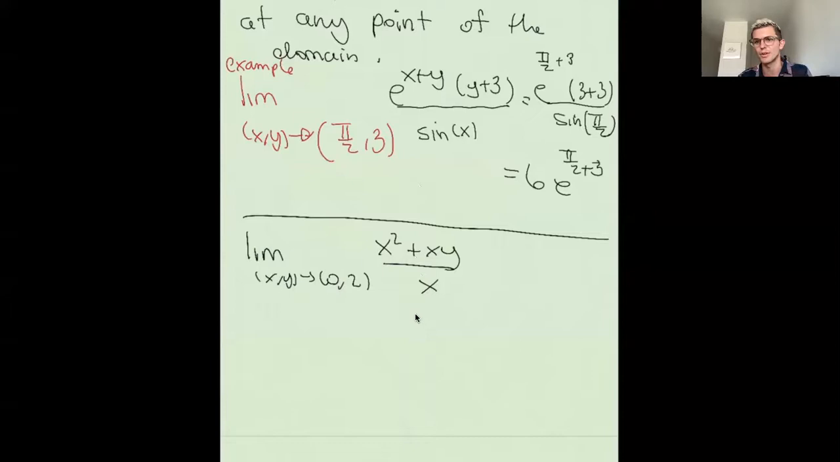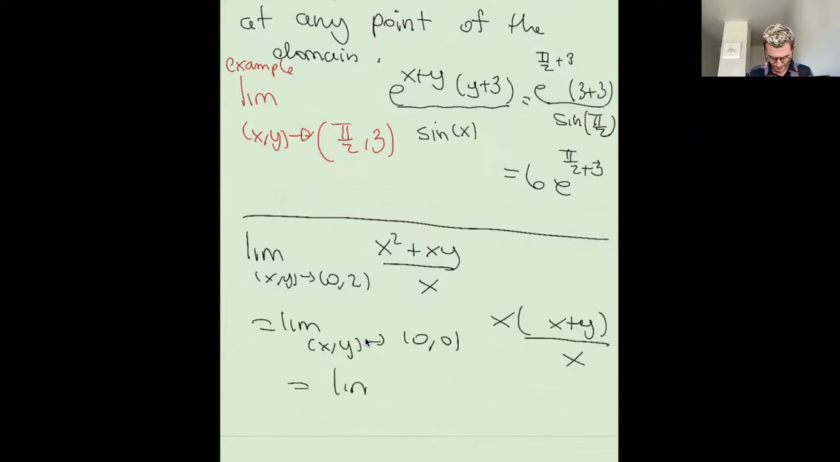So what's the simplification here? Yeah, you factorize an x, right? And then you can cancel, good. Sorry, that should be 0 plus 2. And so now the plugging in is allowed. And so you get 2. Is that okay?